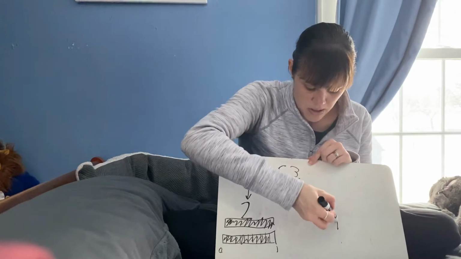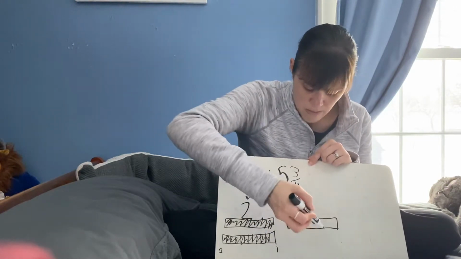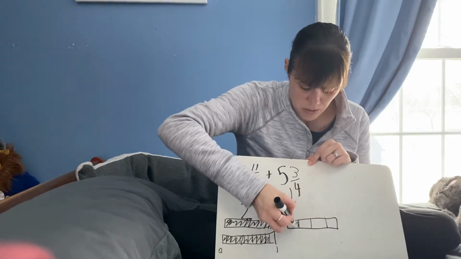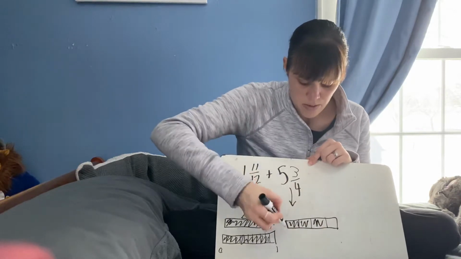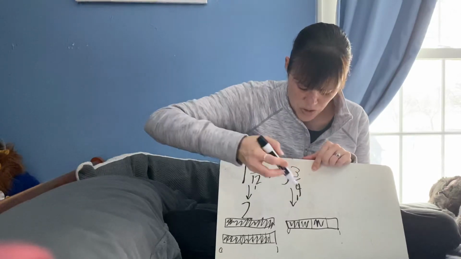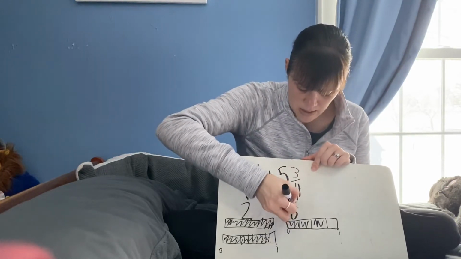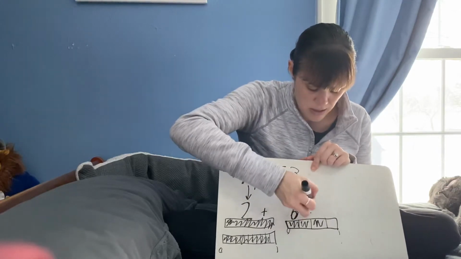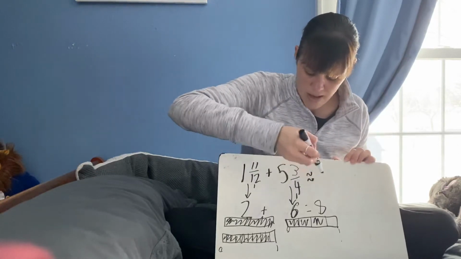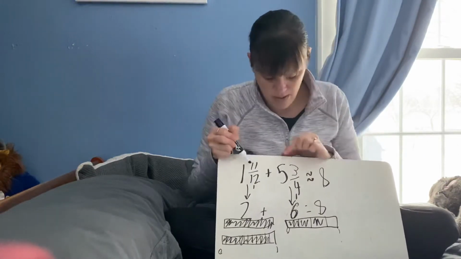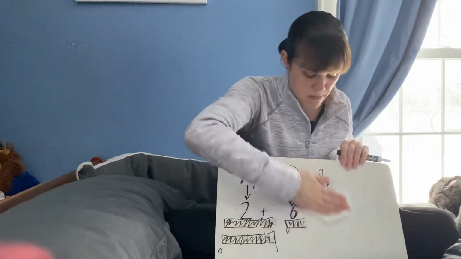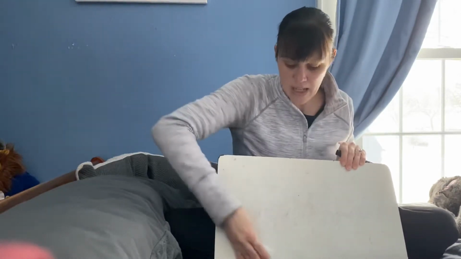5 3/4. So let's take our 3/4 here. Here's our 3/4. 1, 2, 3. So is that closest to 0 or 1? It's closer to 1. So we pretend that that's a 1. So 5 plus 1 is 6. So 2 plus 6 is 8, which means 1 11/12 plus 5 3/4 is approximately 8. So you think of that as 2 and think of that as 6. So that would be B. Don't forget to add in your whole number though, okay?